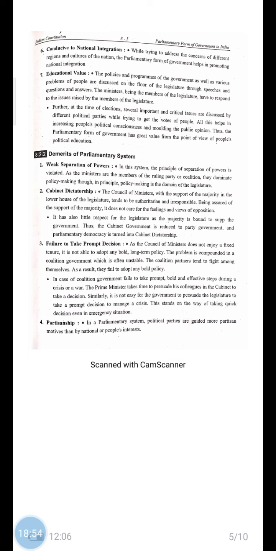First one is weak separation of power. In this system, the principle of separation of power is violated. As the ministers are members of the ruling party, there is a domain of policy making, principally in the domain of the legislative, right?